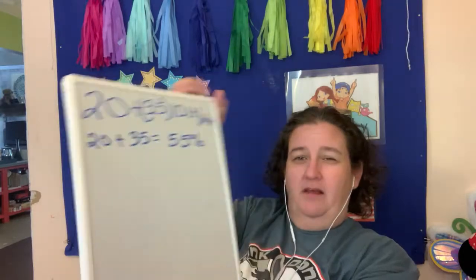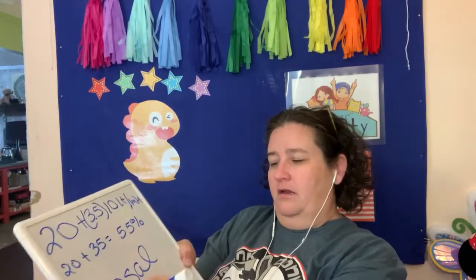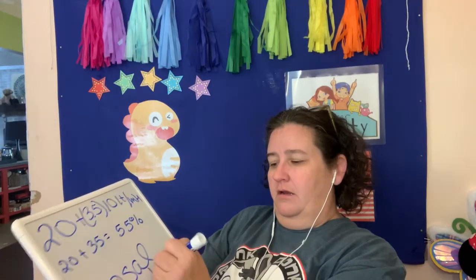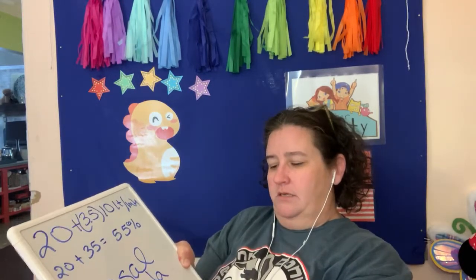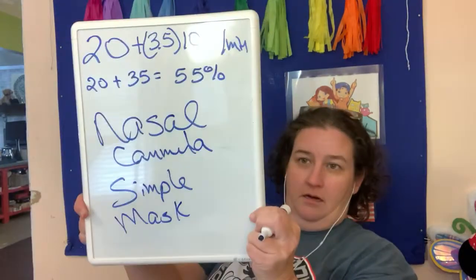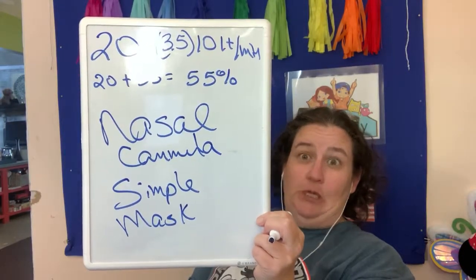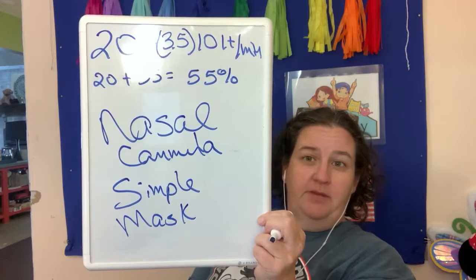So that's how you estimate, and it only works on a nasal cannula and a simple mask. It only works on those. I wish I had a mirror to hold this up to so you could see it straight, but I don't. If you know a way to flip these, let me know and I'll flip them. All right. So that's how you estimate FiO2 on a variable device, simple mask, and nasal cannula. It only works on those two.